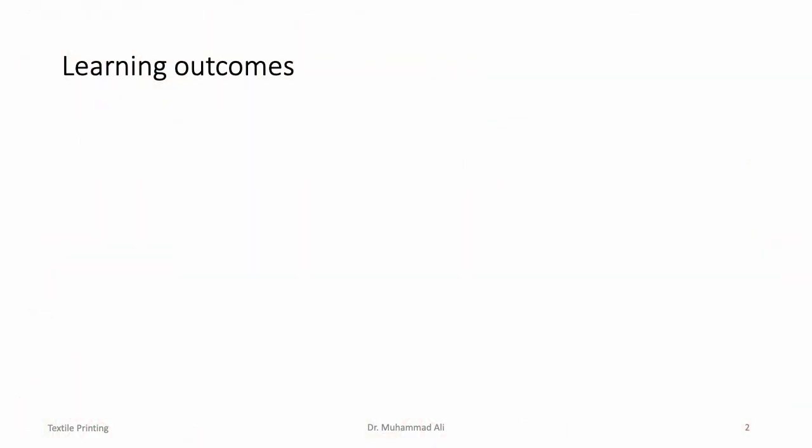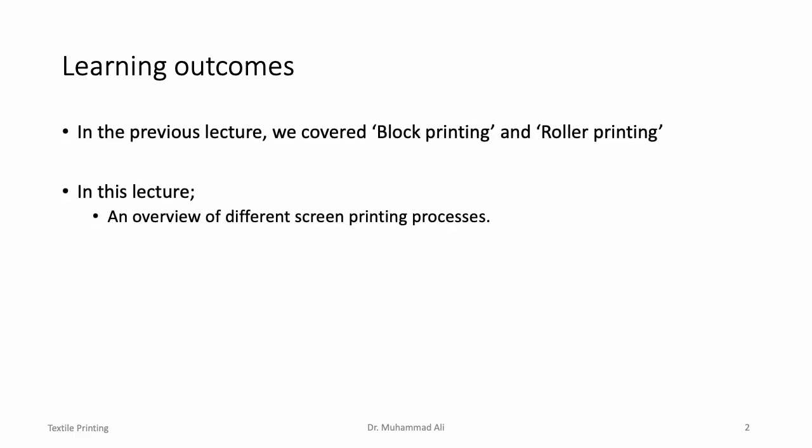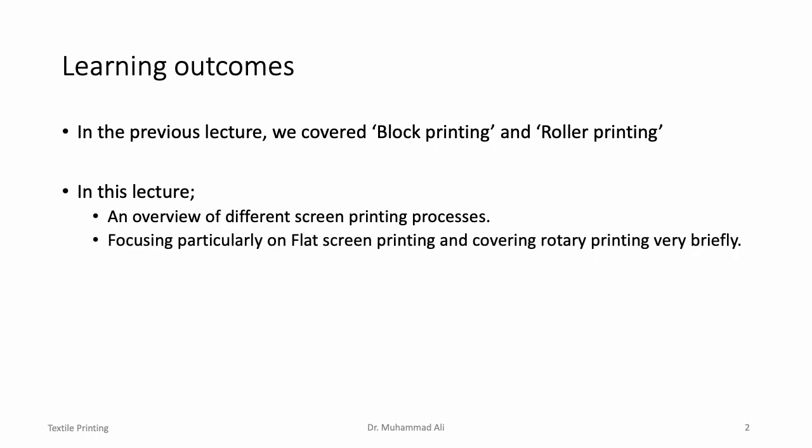So in the previous lecture, we discussed block printing and roller printing, and the learning outcomes for this particular lecture include getting an overview of the different screen printing processes, namely flat screen printing and rotary screen printing. However, we will focus a bit more on flat screen printing as that provides us with a basis to compare the two different types of screen printing processes. And we will, of course, very briefly cover rotary printing as well.